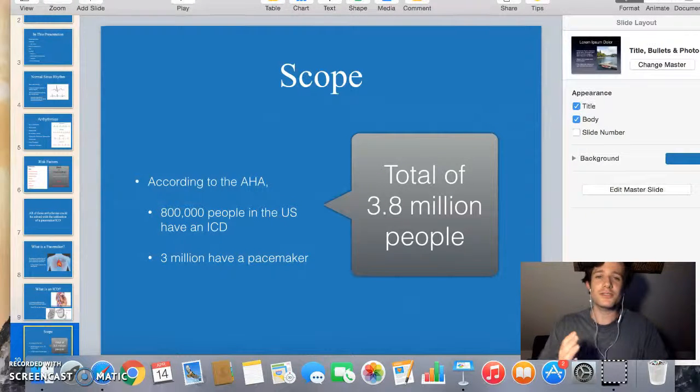So the scope of this solution is really quite large. So 800,000 people in the United States have an ICD, and 3 million people have a pacemaker. So this is a solution that works for a very large amount of people. And that brings us to our case study.